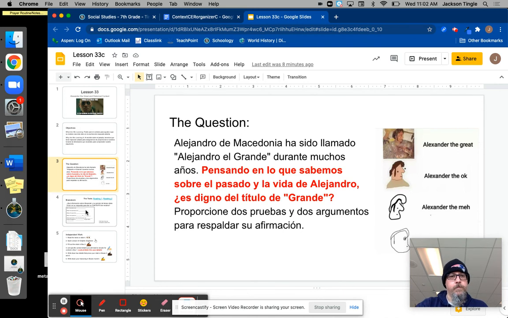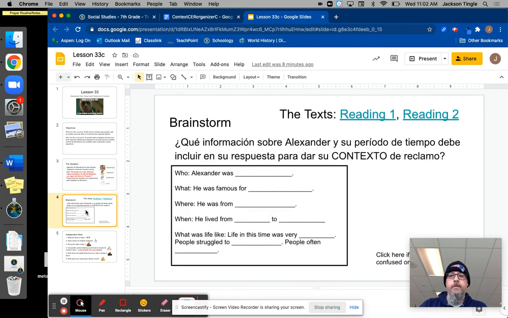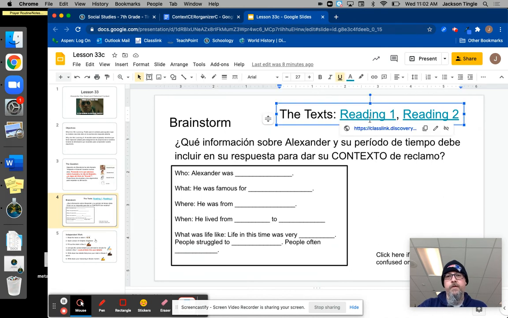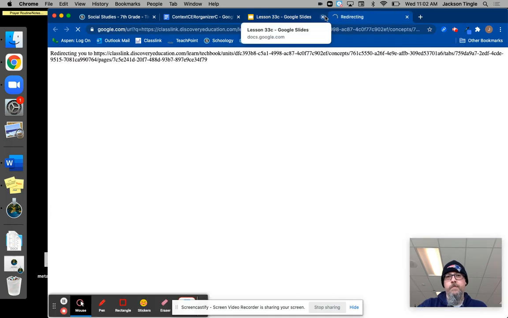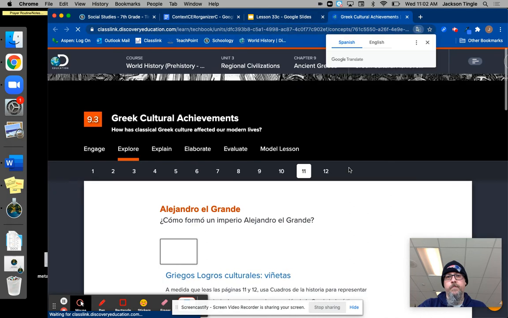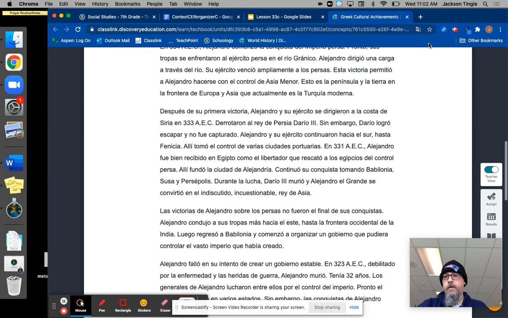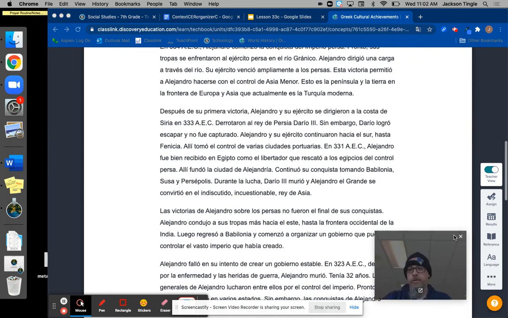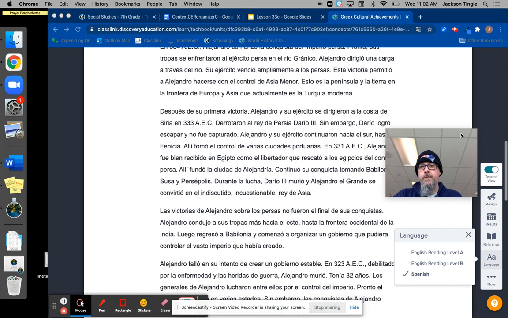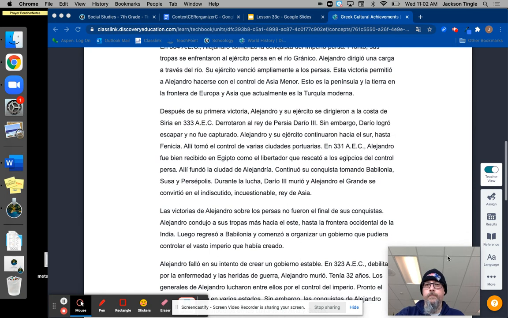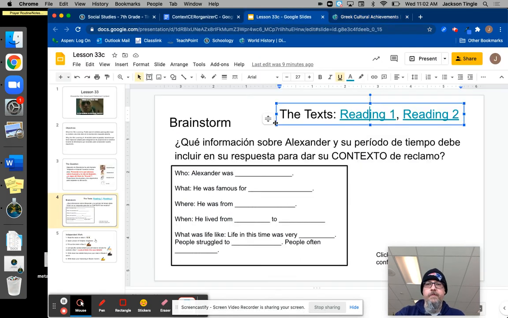Now, if you didn't read the texts yet, they are here. And as you can see, I've linked to the Spanish translations as well. If you would like to view it in English, it's pretty easy. We go to the language tab, and once I move my head, you can see two different versions of English as well. Back to the lesson.